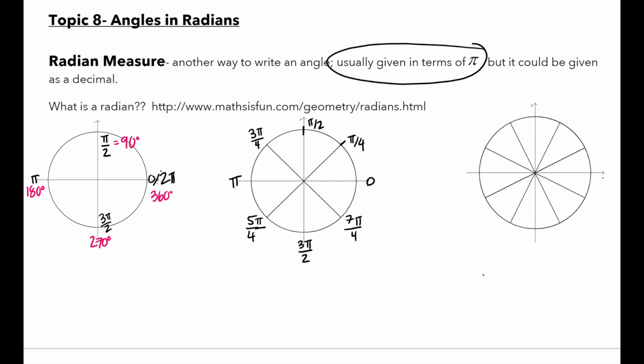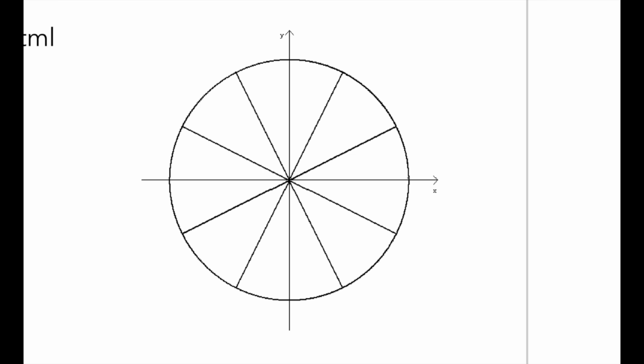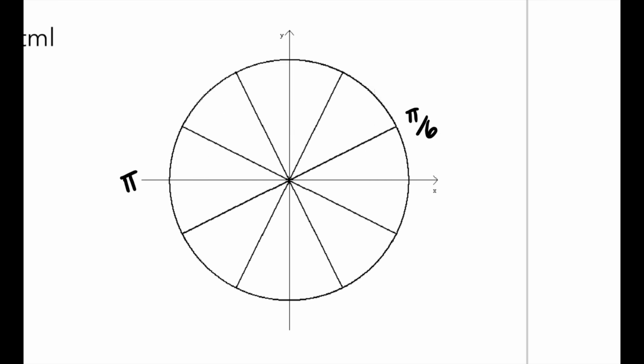All right, let's do one more. In this one, this time pi has been divided into 1, 2, 3, 4, 5, 6 slices. So if this is pi, that means this one little pizza slice is going to be 1/6 of pi, or pi over 6. Which means this would be 2 pi over 6. But that simplifies to pi over 3. This is still pi over 2, halfway to pi, 90 degrees.